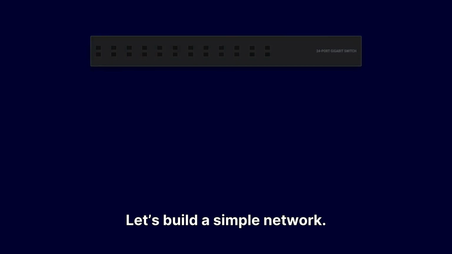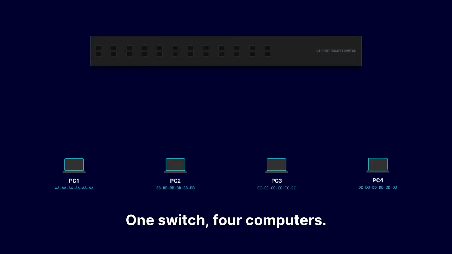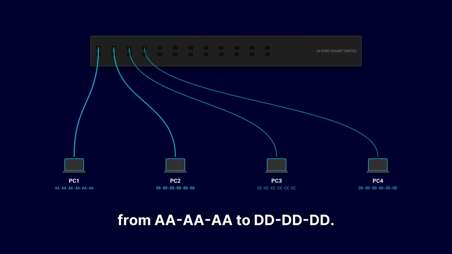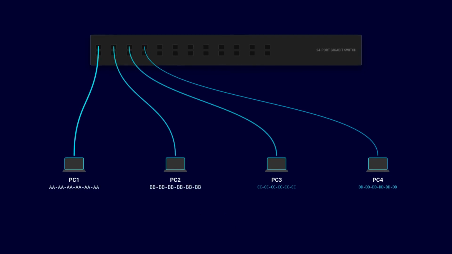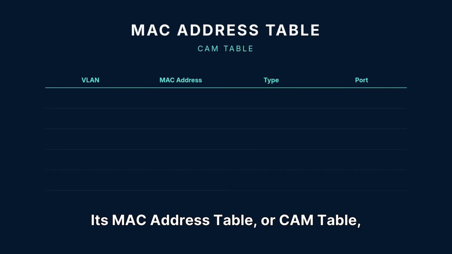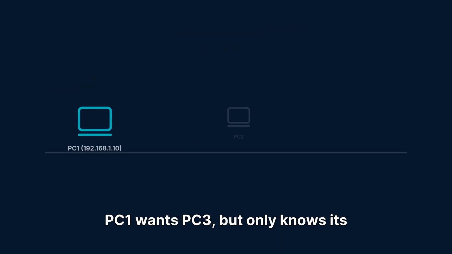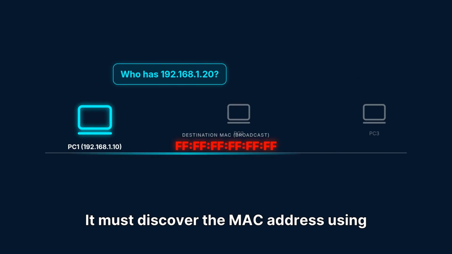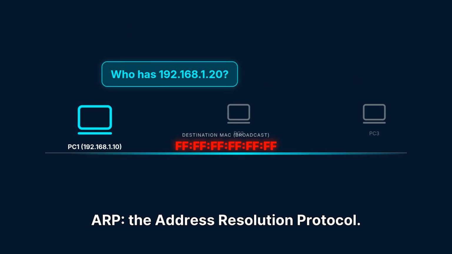Let's build a simple network. One switch, 4 computers. Each system has a unique MAC address, from AAAAAA to DDDDDD. When the switch powers on, it knows nothing. Its MAC address table, or CAM table, is completely empty. PC1 wants PC3, but only knows its IP. It must discover the MAC address using ARP, the Address Resolution Protocol.